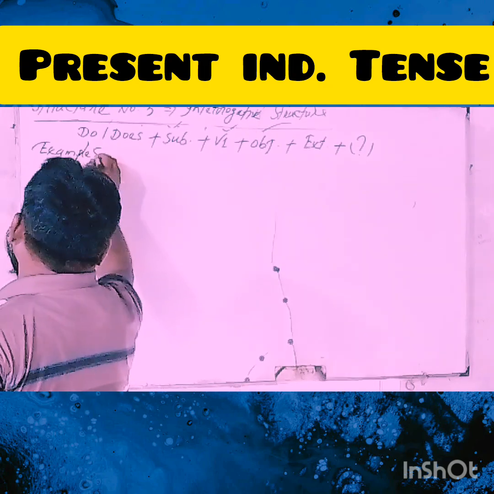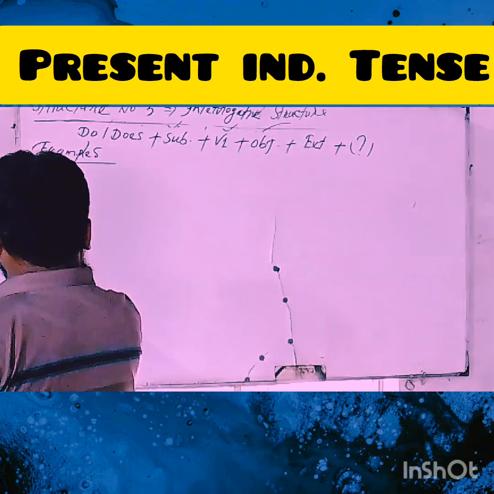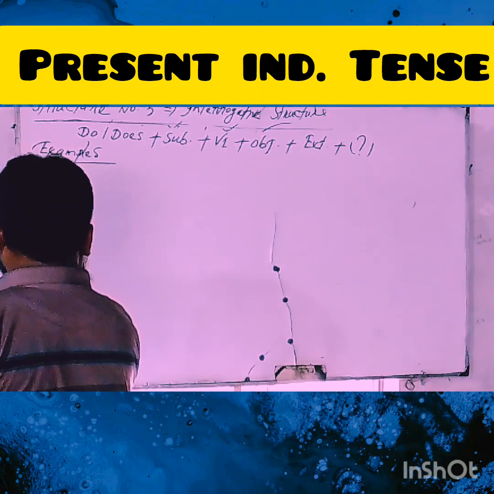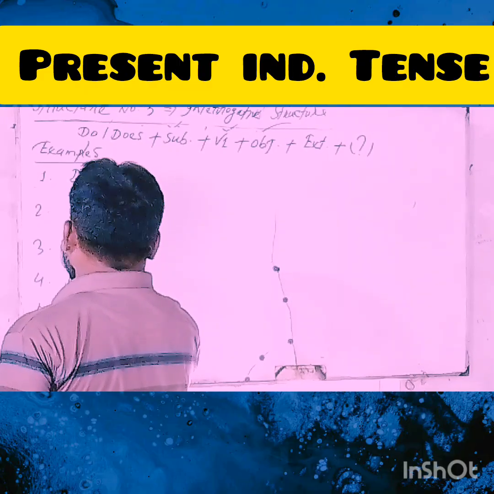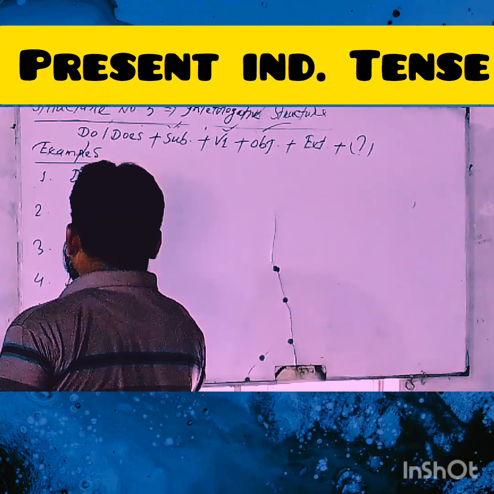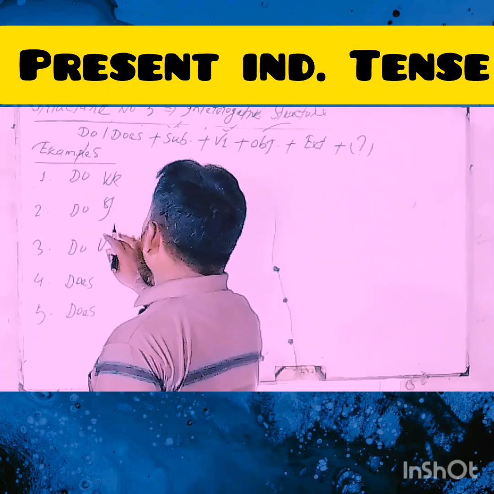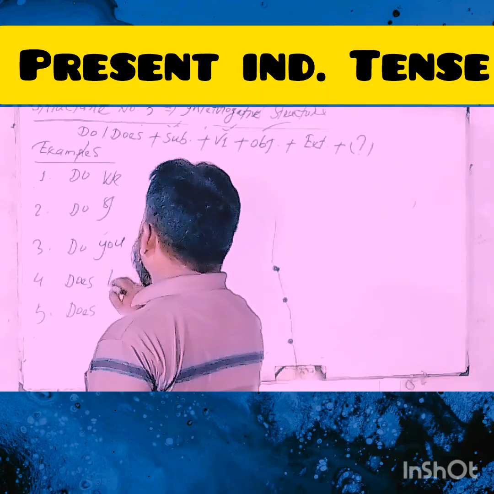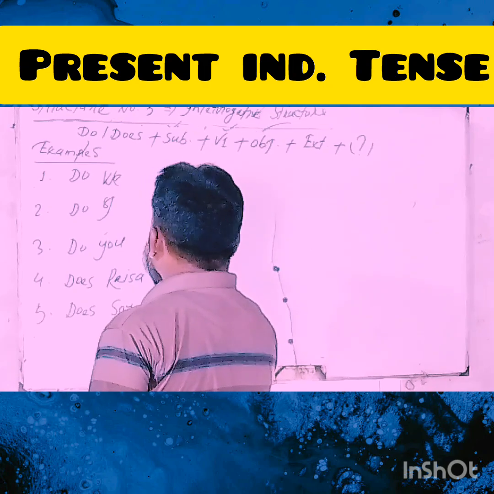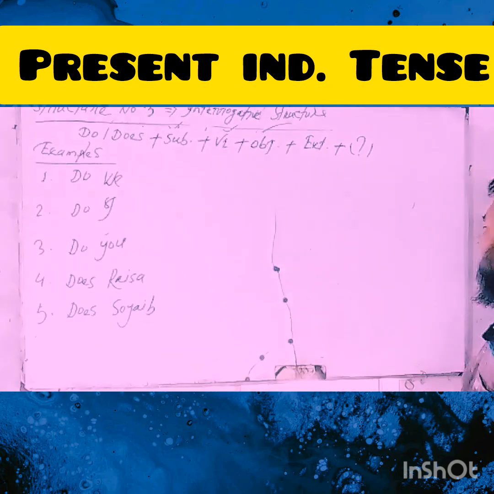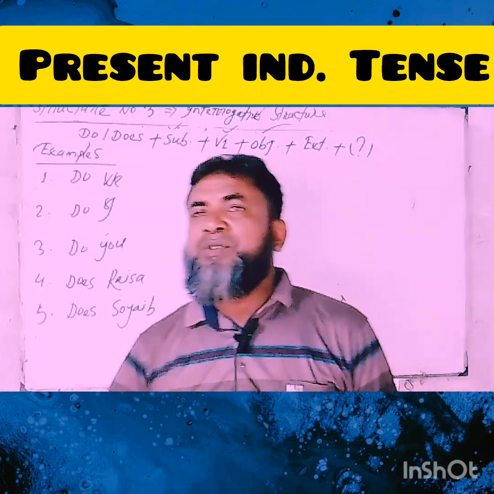Now I'm trying to give some examples with reference to this structure, my dear learners. So write down five sentences. Do, do, do, does: I, we, you, third person singular number, Raisha. My dear learners, you have to mind that, in the case of first person. Now, your question to me: what is first person?